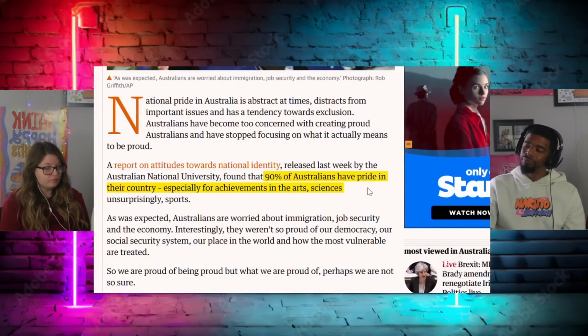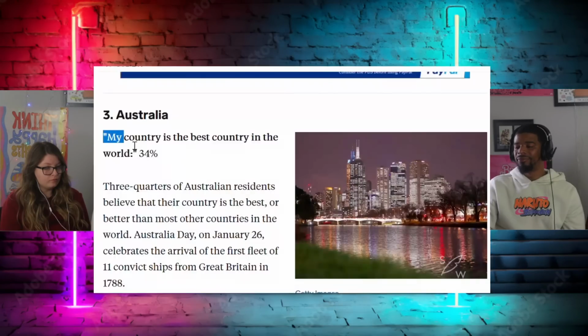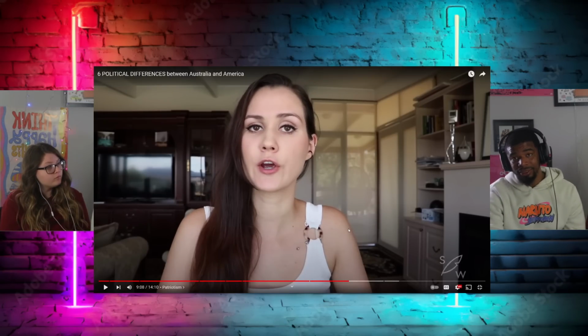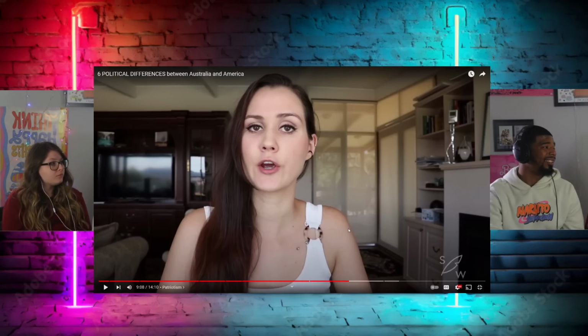It's not that Australians aren't proud to be Australian and that they don't love being Australian, it's just that they're less inclined to show it. I found an article that said that 90% of Australians have pride in Australia, and yet I found other statistical data that said that only 34% of Australians think that our country is the best country in the world. That compares to 41% of Americans who believe that their country is the best country in the world. I'm surprised it's only 41%, to be honest. I would think the number would be around 60 to 70.